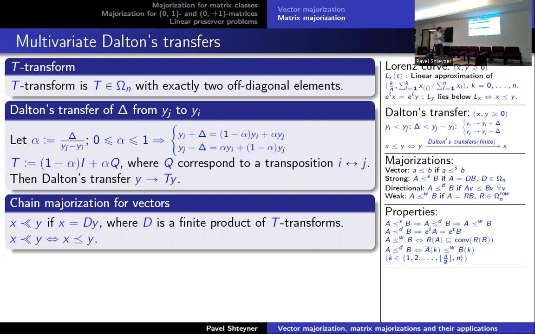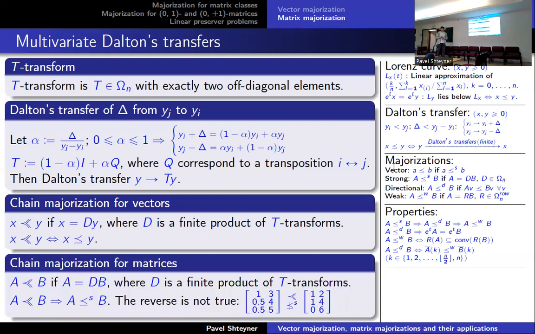So this is just a way to say this, but this way allows for generalization. We can do the same for matrices. So chain majorization for matrices: A is chain majorized by B if A is D times B, where D is once again a finite product of Dalton transfers. That's the most general form. Everything can be expressed in this way. Yes.